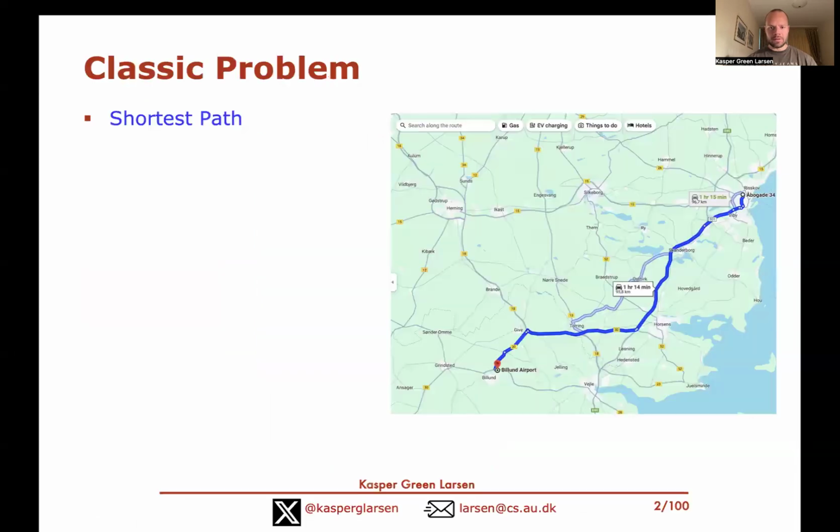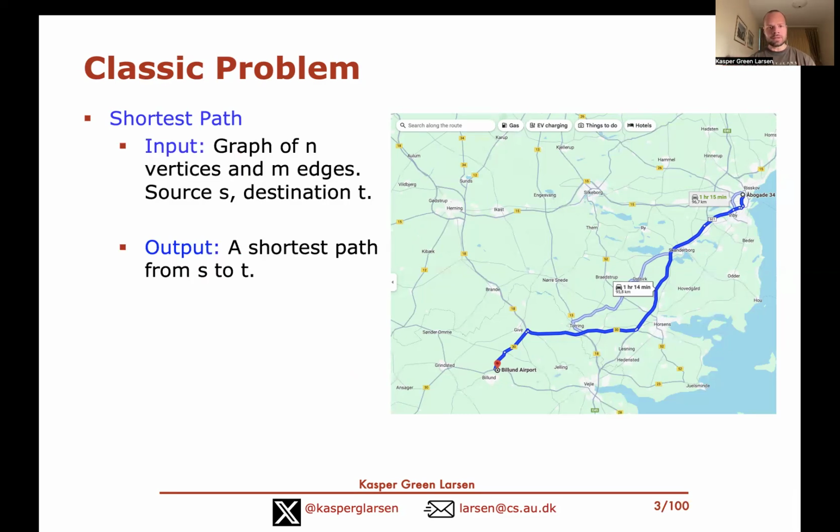So what is the topic of this work? What we look at is a very classic computer science problem, namely the shortest path problem. You have two cities and you want to find the shortest path from the first to the second. For instance, I wanted to find my way from my workplace to the airport. Now, the input to this problem is naturally a graph of n vertices and m edges. You have a source S and a destination T, and the goal is to output a shortest path from S to T.